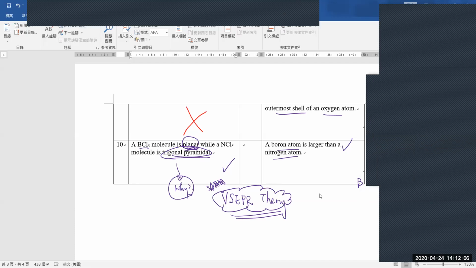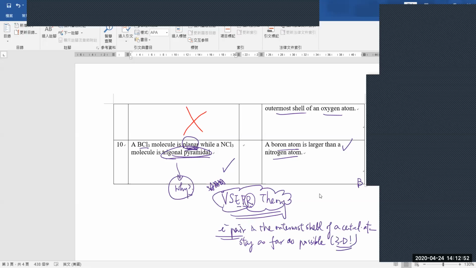Yes, that's right. You talk about what is meant by VSEPR. We call it electron pair. Electron pairs in the outermost shell of a central atom. What happens to them? They repel. So they stay as far apart as possible. Of course you need to consider 3D, to minimize the repulsion. So it is what we call the VSEPR theory, number one.